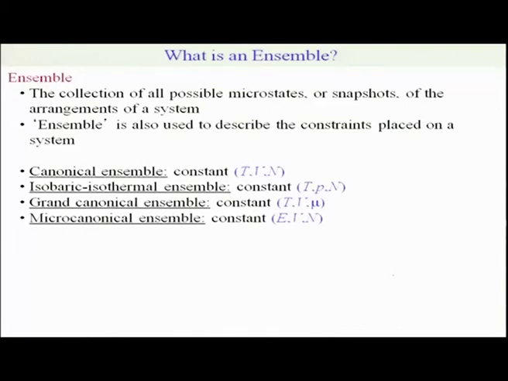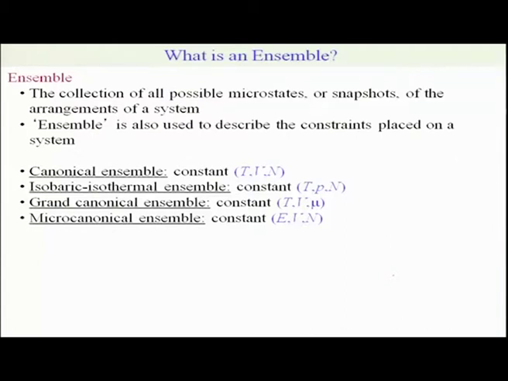Okay, so now I am going to extend this exercise and summarize what an ensemble is. This is something we commonly use to connect to the macroscopic properties. So, let me first define an ensemble. An ensemble is the collection of all possible macrostates or snapshots of the arrangement of a system. Ensemble is also used to describe the constraint placed on the system.